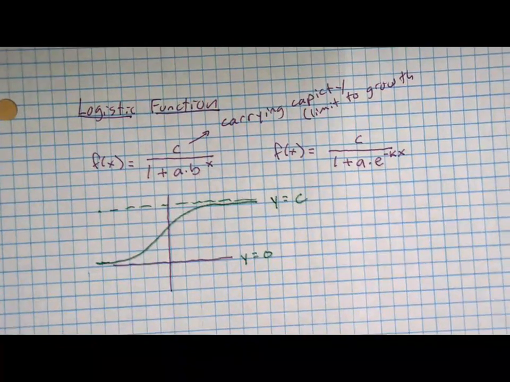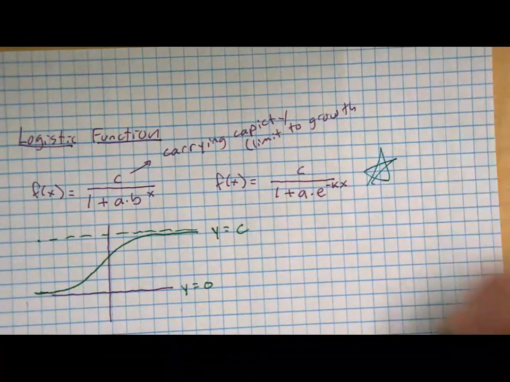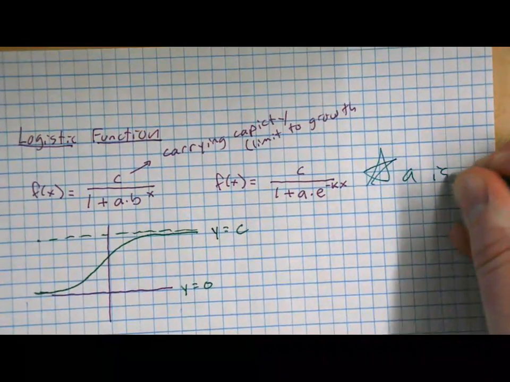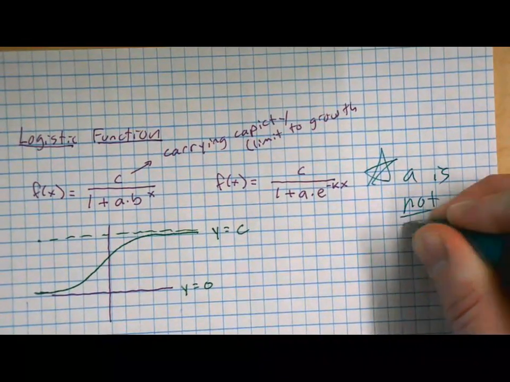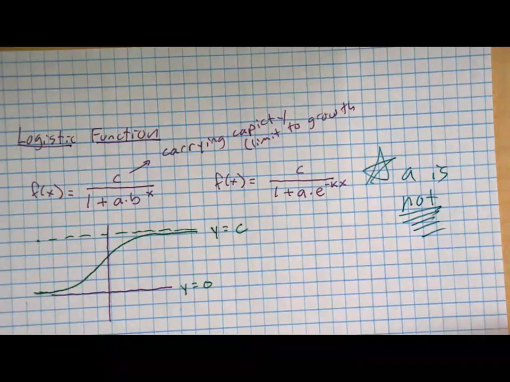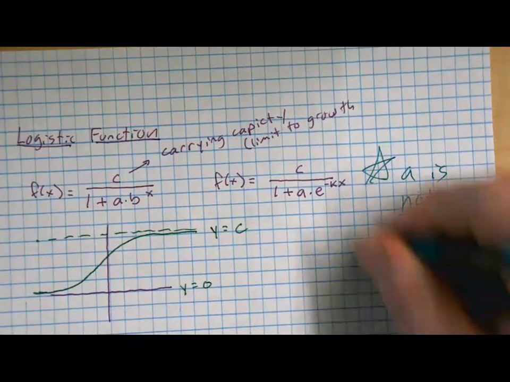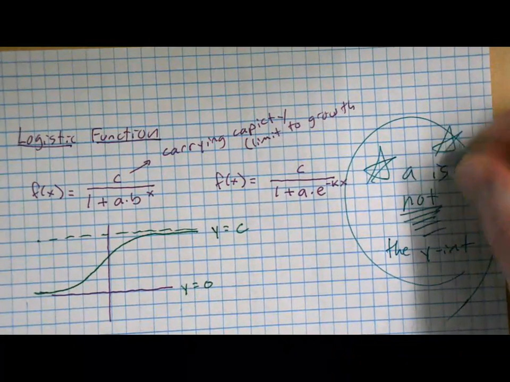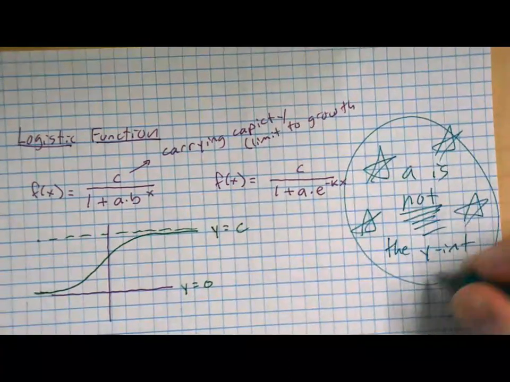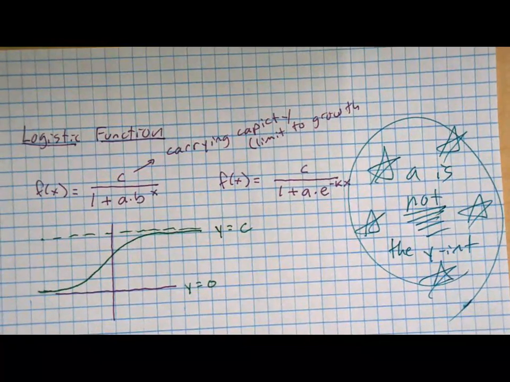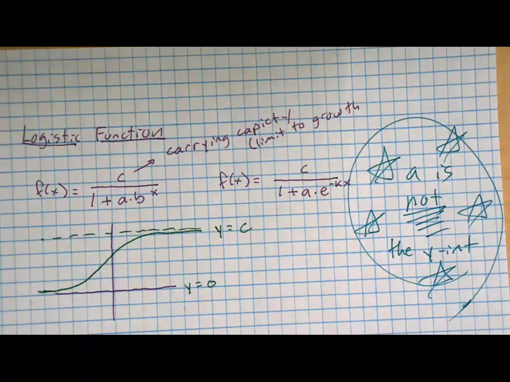In fact, if I were you, I would put a big old star next to this and say A is not, underline, underline, underline, the y-intercept. I'd circle it, maybe put a couple other stars next to it. This caused so many problems for my students. They think that A is going to be the y-intercept. We're going to learn how to find A today.